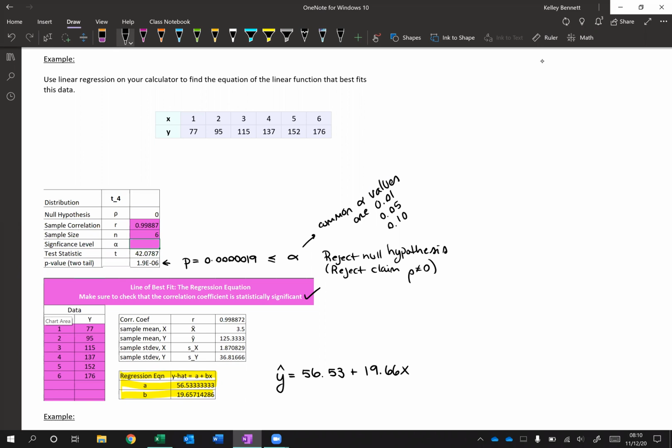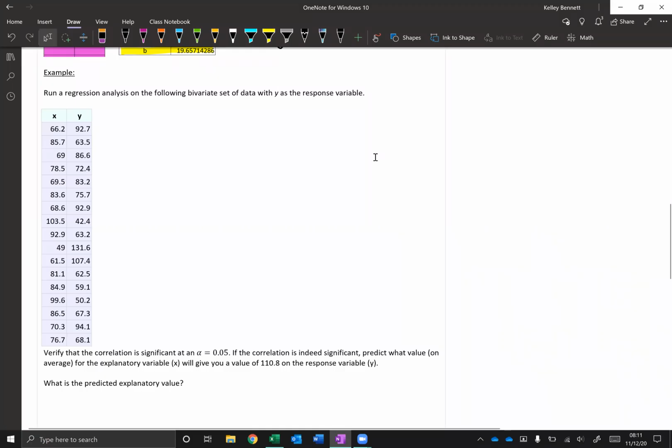And that's it. That's your regression equation. So this next example is going to be pretty similar. We've got a list of data. We are asked to verify that correlation is significant at alpha equals 0.05. And then if the correlation is significant, we're going to use our line of best fit to make some predictions about the explanatory variable that will give you a response variable of 110.8. So let's take a break so I can put those into Excel, and I'll be right back.